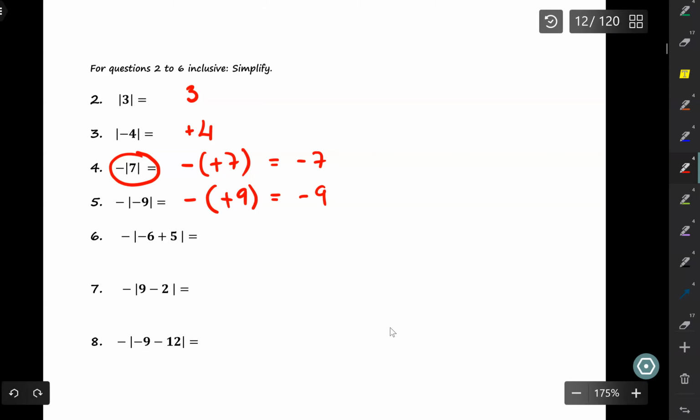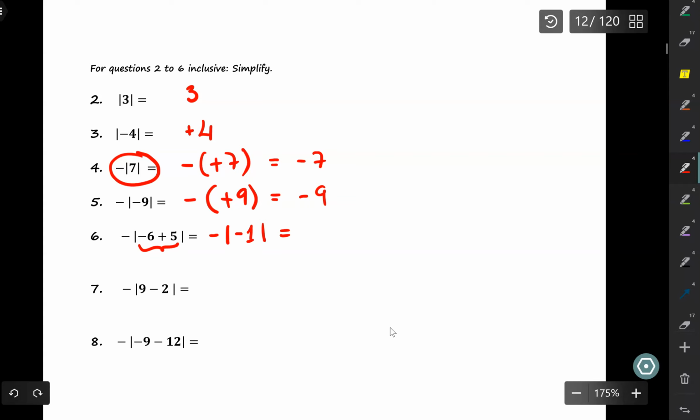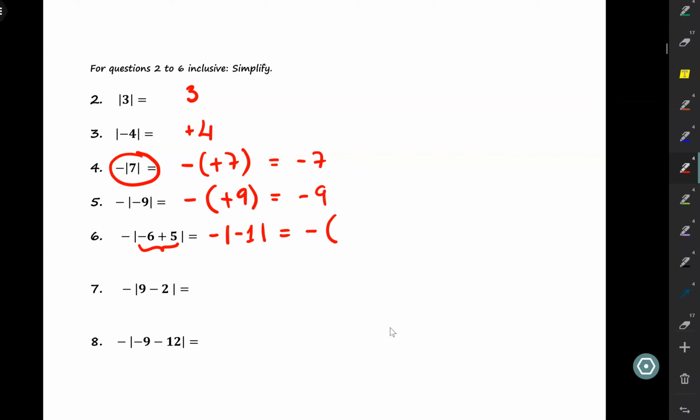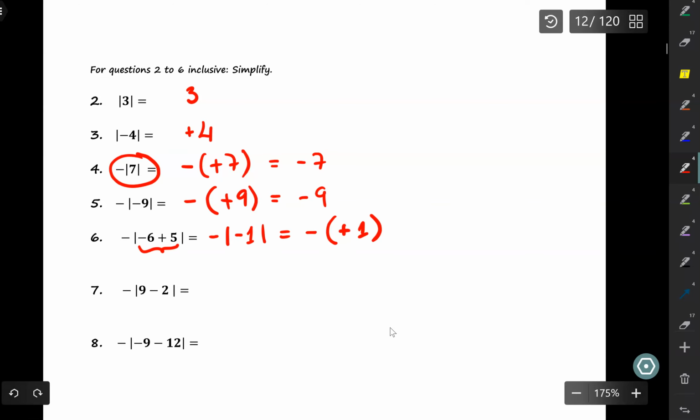For number 6, we make sure that we calculate this operation first. So I have negative, leave the absolute value there, use your calculator and take negative 6 plus 5. We have a negative 1 as the answer. Now I do step by step. I would take the absolute value notations away. Turn it into a positive 1. Turn that into a normal bracket. Then negative times positive will make it a negative 1 as the answer.